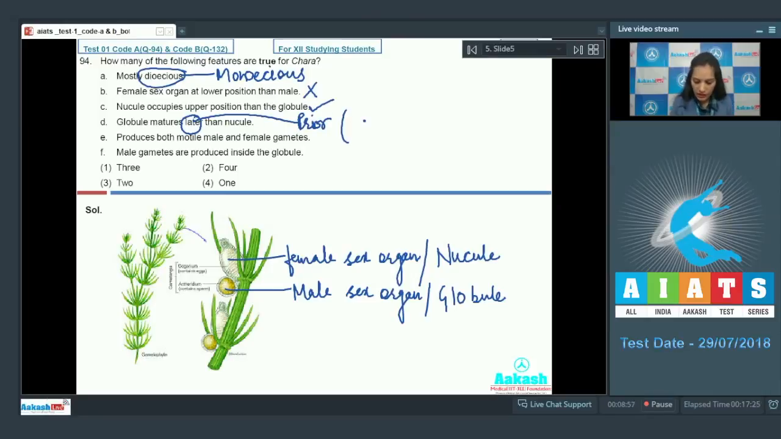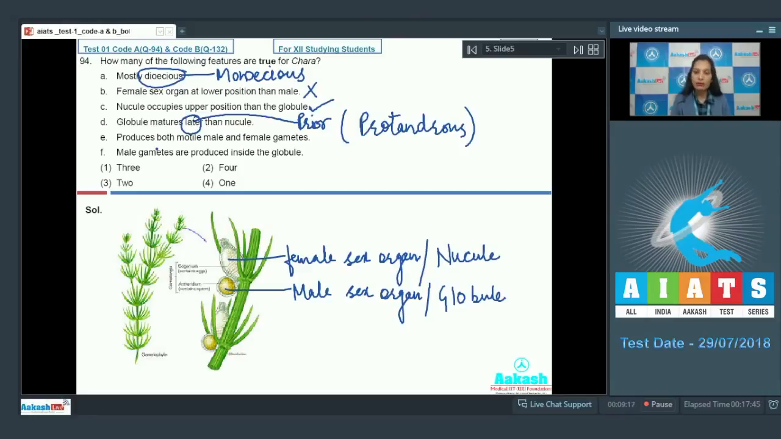nucleus, and this condition is known as protandrous condition. Next is E statement says that it produces both motile male and female gametes. No, Chara does not produce both male and female gametes motile.